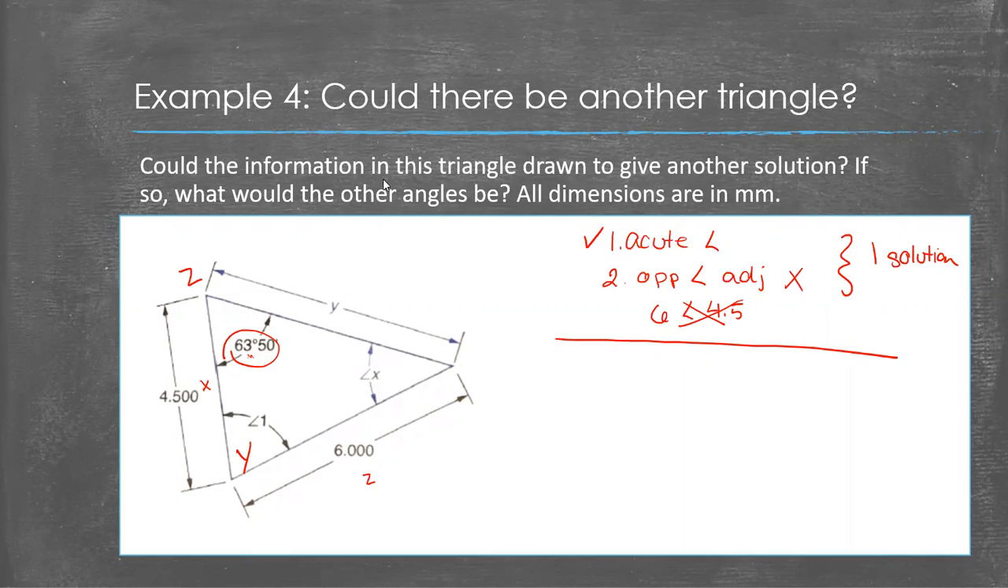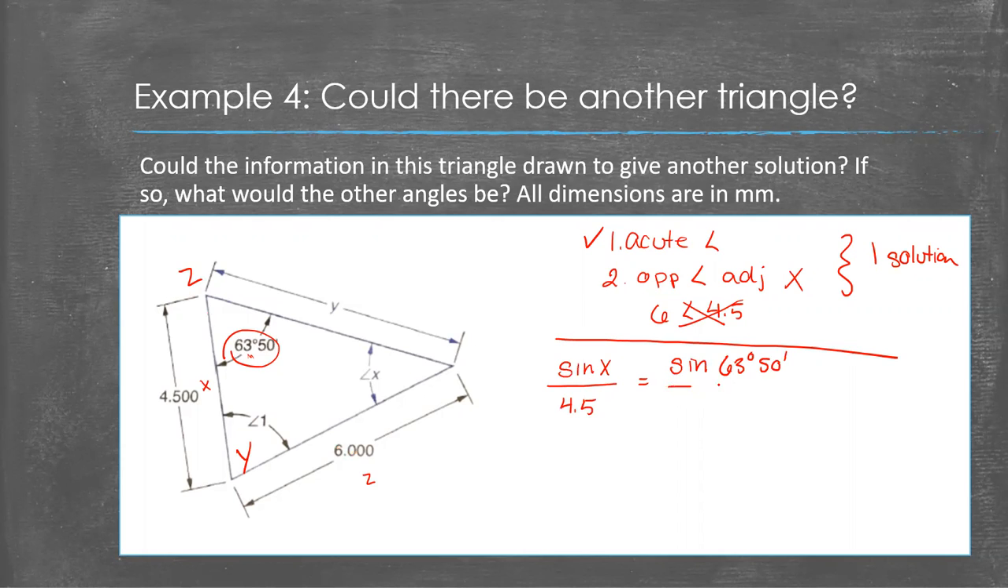So let's just line up our pairs. Remember that the matching letters always match with each other. So as we calculate, it doesn't matter which one you find first, let's find x first. So sine of x divided by side x, which is 4.5, has to be equal to, what's a pair that we know? So a pair that we know, I know side z and I know angle z. Okay, so it's going to be sine of 63 degrees, 50 minutes.